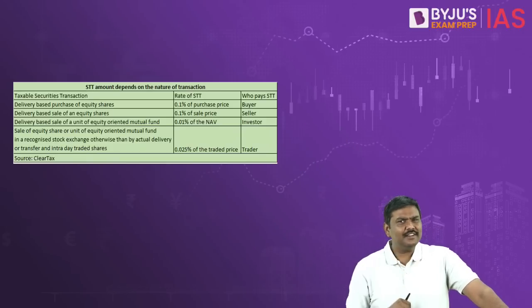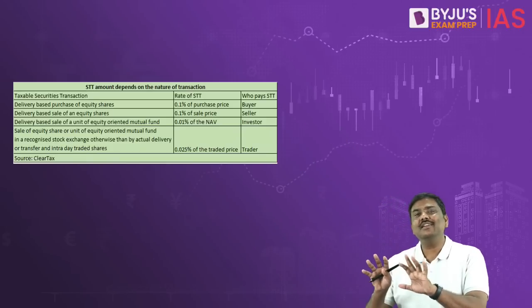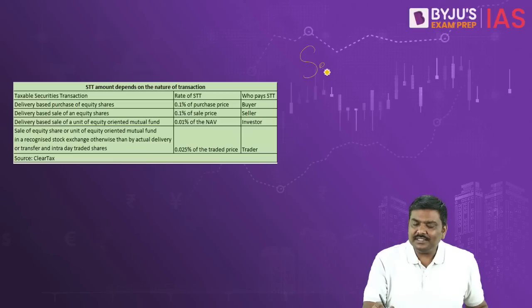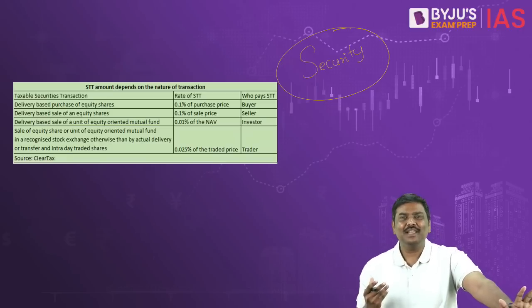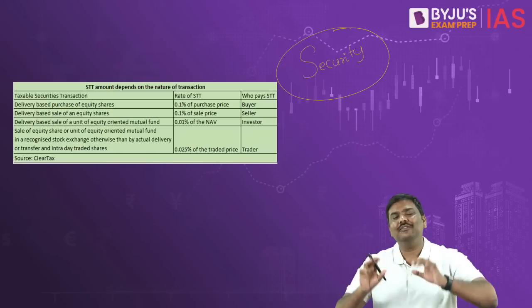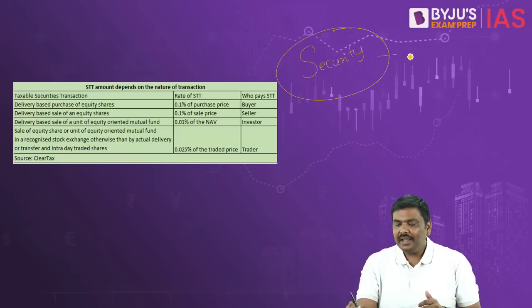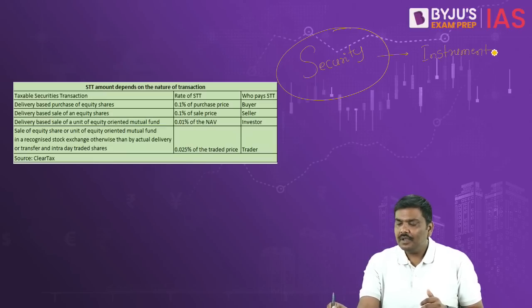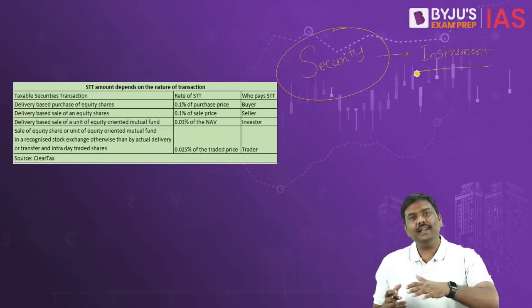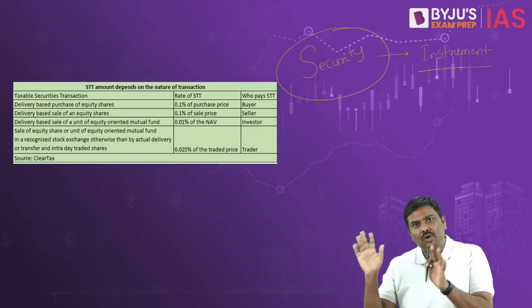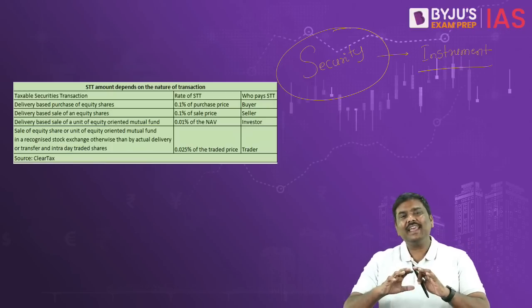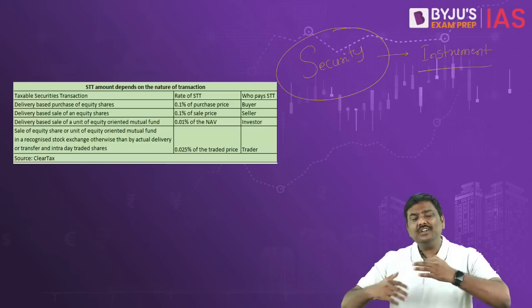Now, let's understand certain basics before looking at what is the Security Transaction Tax. All of you know there is a term called security. And some of you will say, sir, I know there is a term called security, but what do you mean by security? I've never understood the term security to begin with. Security is nothing but instrument. Now you'll ask me, great, until now I did not understand security, now I don't even understand what is instrument. Instrument is any tool that is used in the market for trading purposes.